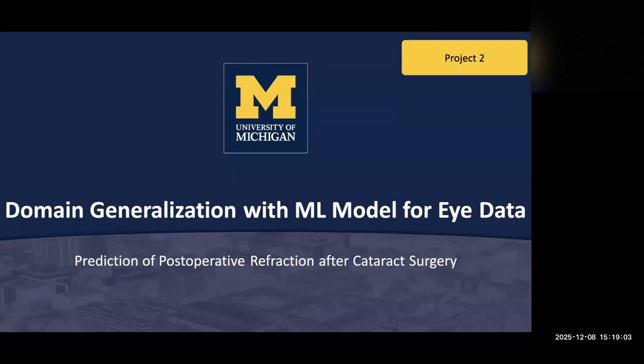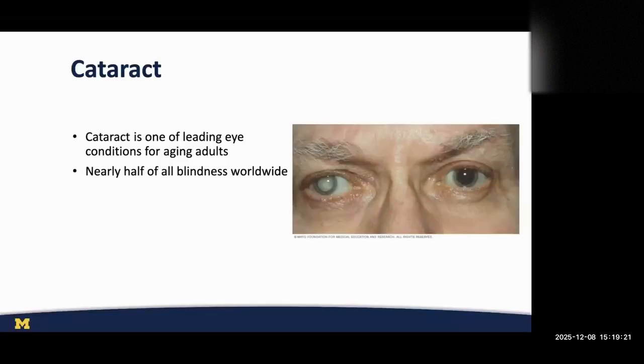This one's more of a story. So the next project is on domain generalization, where we look at domain generalization in eye data. This project is a prediction of post-operative refraction after cataract surgery. So I will describe what these are.